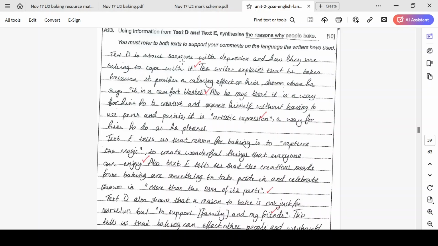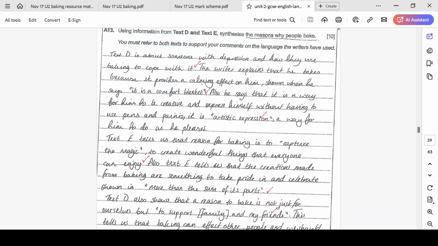So for example, text D is about someone with depression and how they are baking to cope with it. The writer explains that he bakes because it provides a calming effect on him, shown when he says it's a comfort blanket. So we're looking at the reasons why people bake, and the examiner's ticked to cope with depression, and they've also ticked comfort blanket. So we're just keeping to the question.